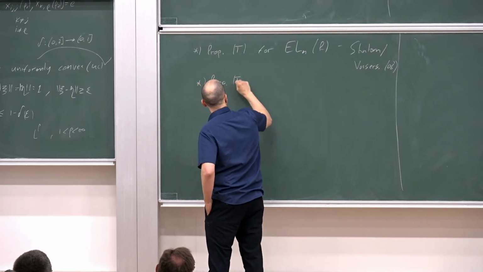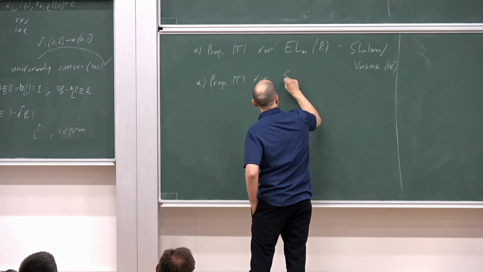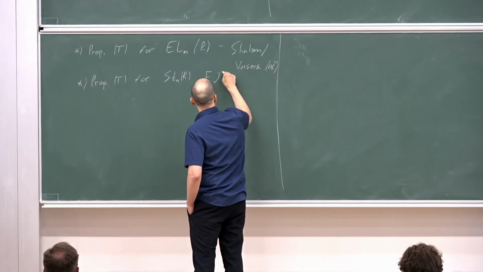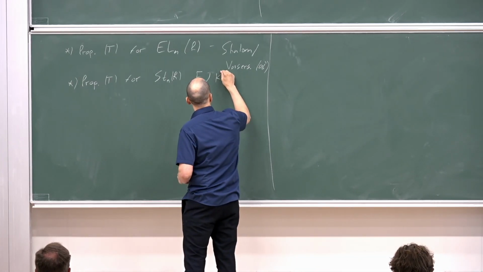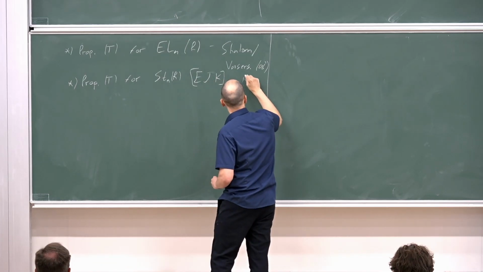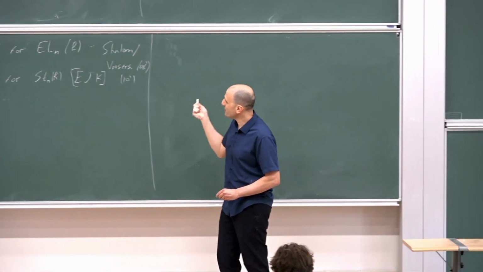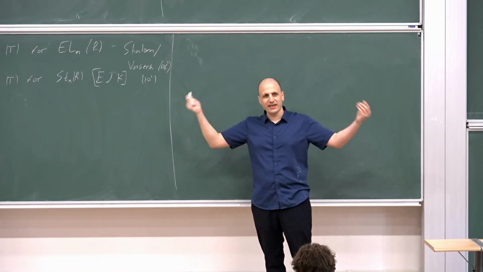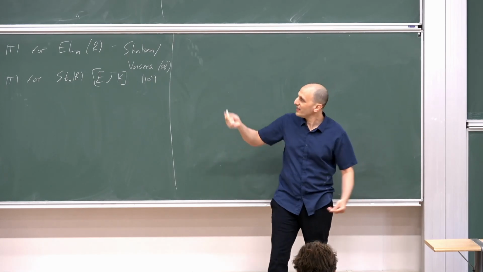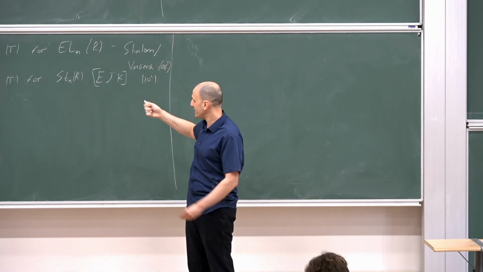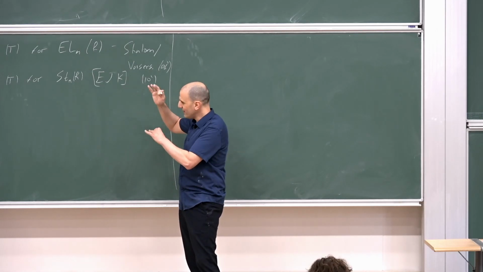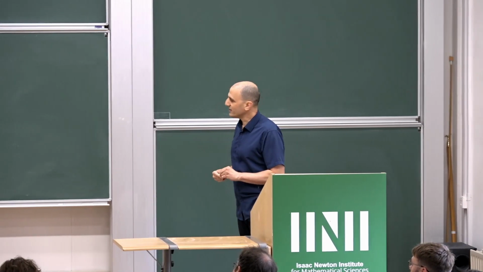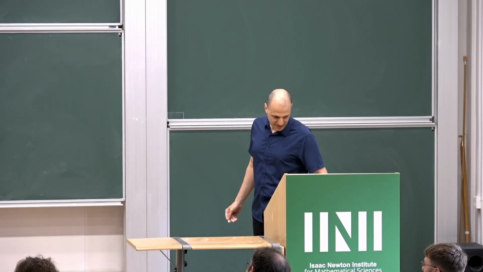And property T for ST_n is due to Ershov and Jaikin in 2010. So you can see it's a non-trivial issue to pass, even for property T, from the results we know about SL_n(Z) to these more general groups. Even for property T, it took 40 years. Okay, so now I want to state my result.